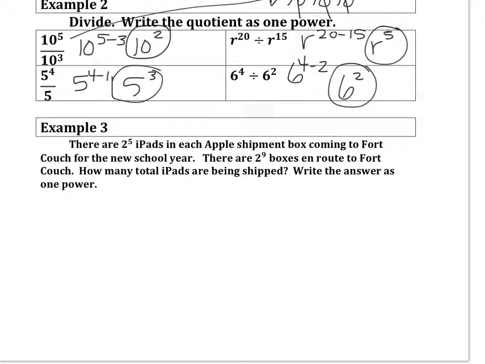Then in the word problem here it says there are 2 to the 5th iPads in each Apple shipment box coming to Fort Couch for the new school year. There are 2 to the 9th boxes en route to Fort Couch. How many total iPads are being shipped? Write the answer as 1 power.